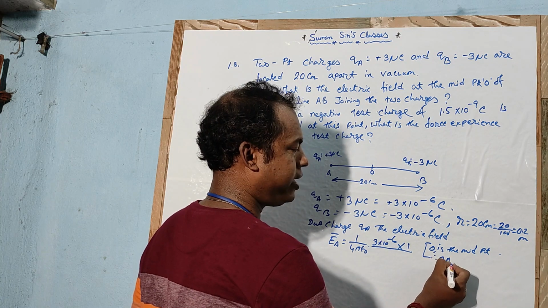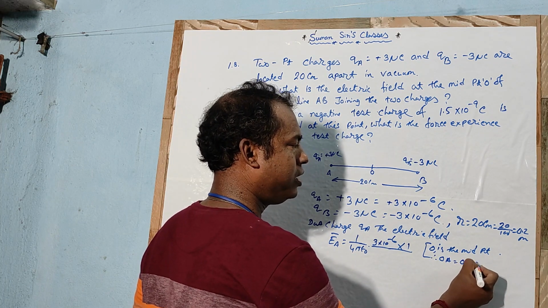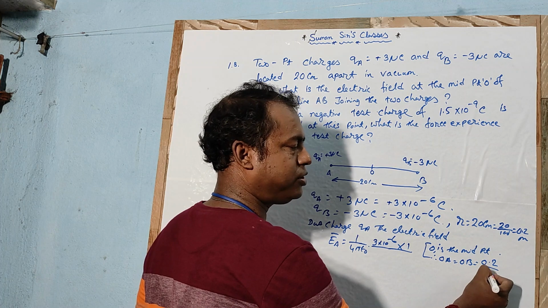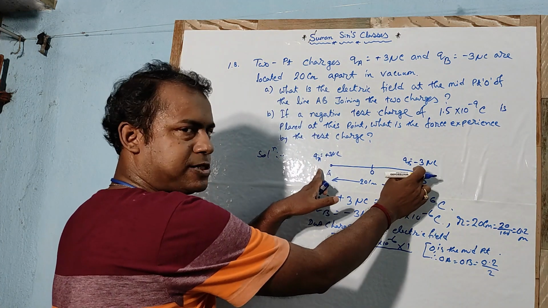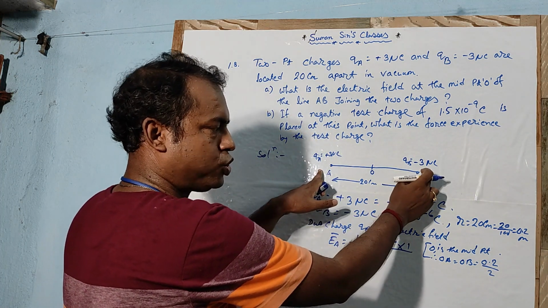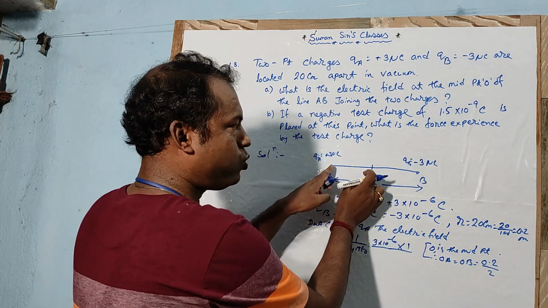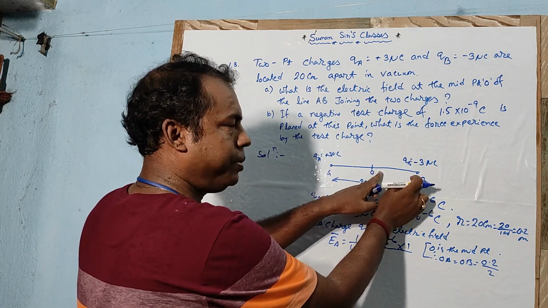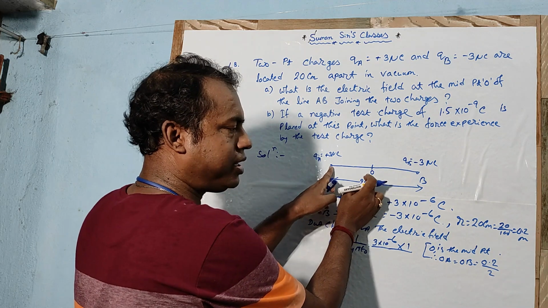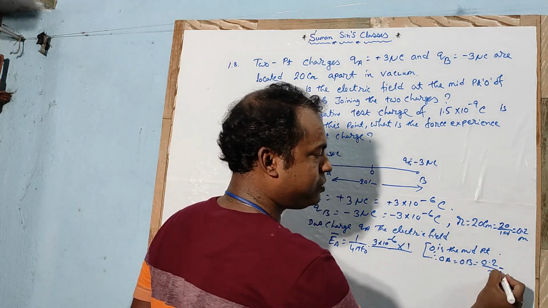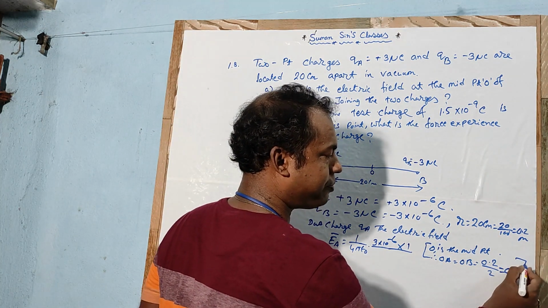Therefore, OA equals OB equals 0.2 divided by 2. So the total distance is 0.2 meter. We just want the distance OA and OB, so that's why we divided it by 2. So this means 0.1 meter.